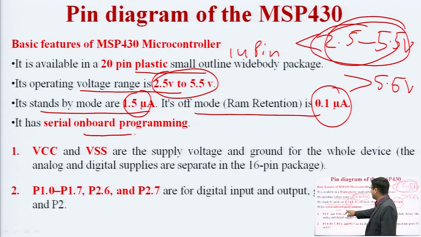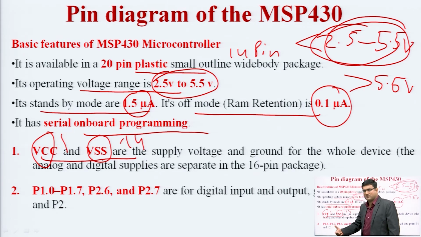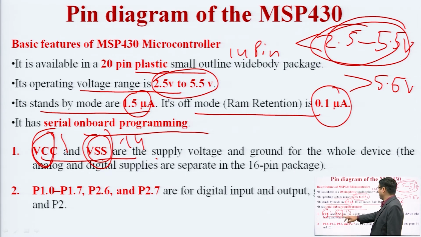It has serial onboard programming. There is a serial onboard port available in the MSP430. So VCC and VSS: VCC is available on pin number 1 and VSS is available on pin number 14. We have seen this in the previous slide. So basically this is the supply voltage and this is the ground. So its value is 1 and its value is 0.